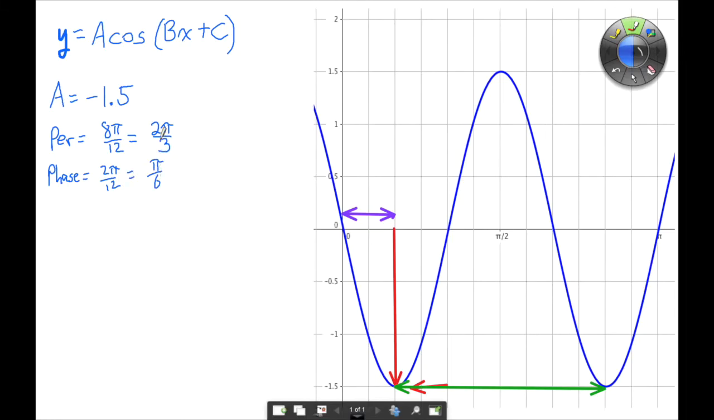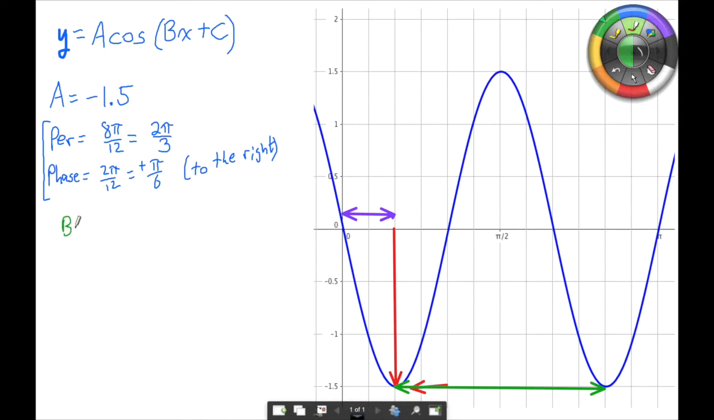All right, so this graph has an amplitude of -1.5. It has a period of 2 pi over 3, and it has a phase shift of specifically positive pi over 6 to the right. Now phase shifts could go to the left too, and then of course it would be negative. So using the bottom two, we should be able to find out what B and C are equal to.